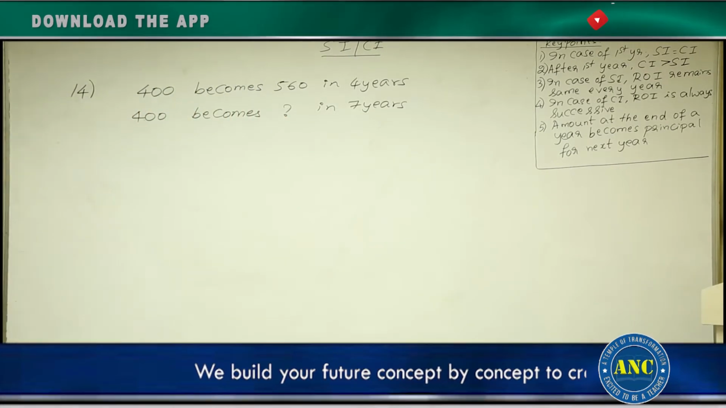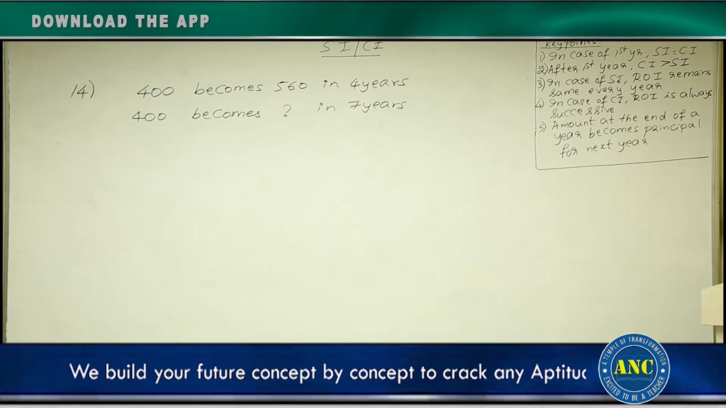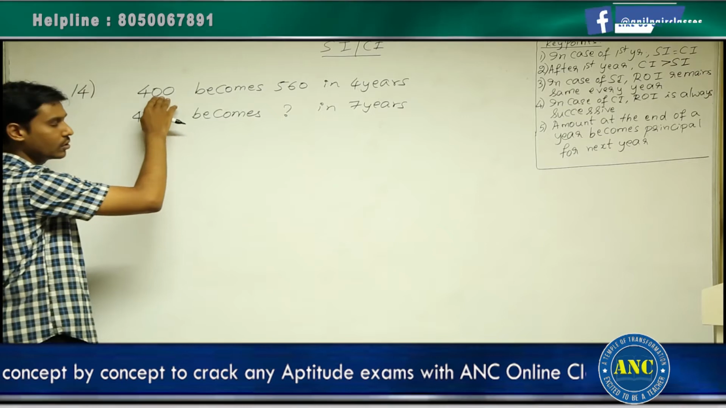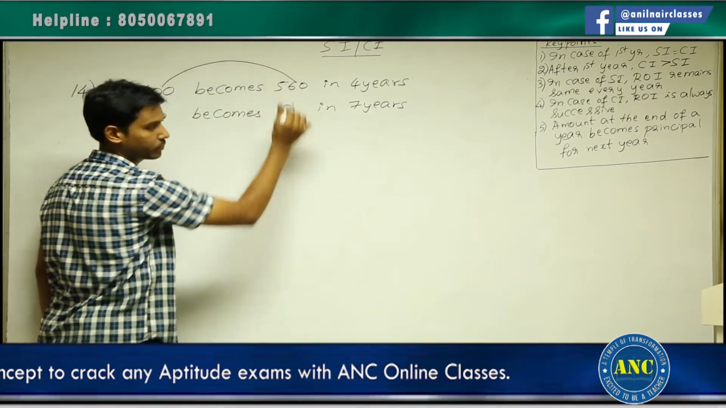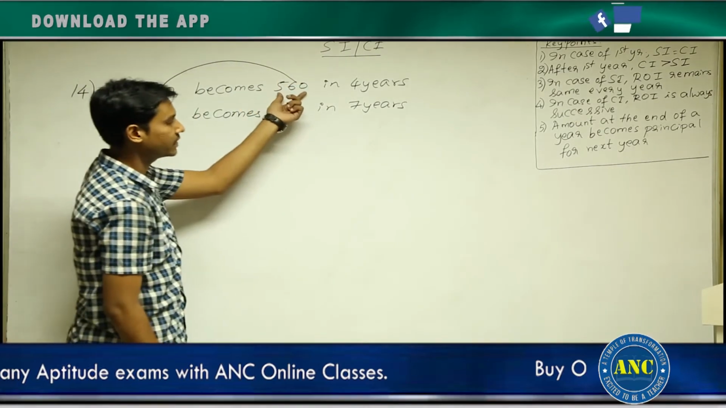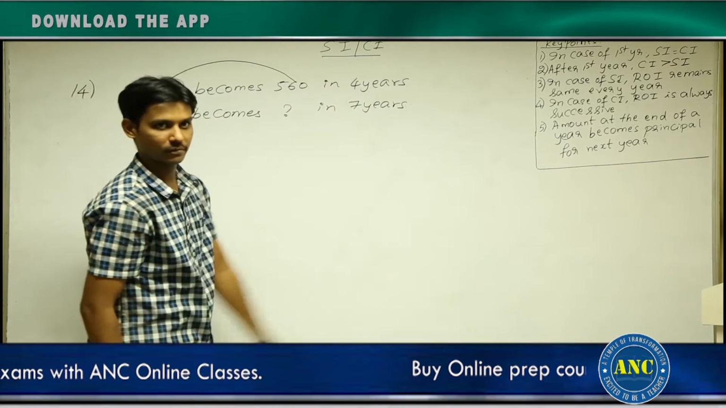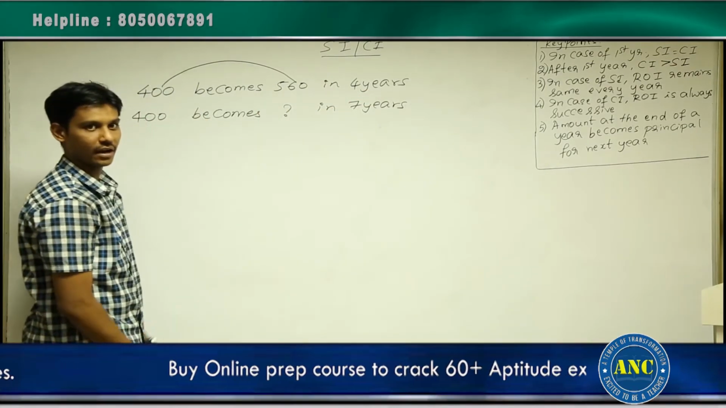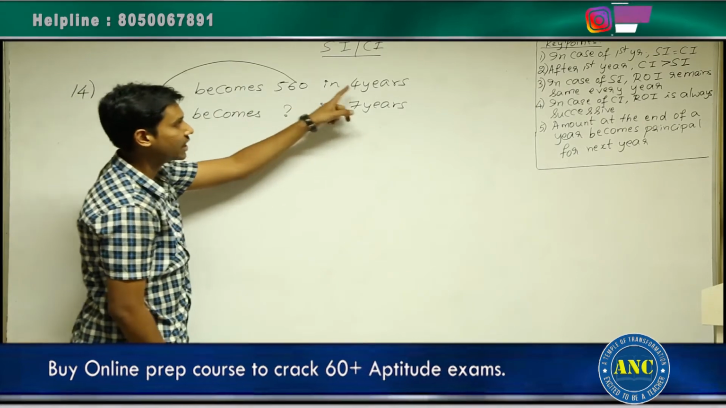Understood the question first of all? Please see here. I took 400 rupees from you. I am giving you 560 rupees at the end of 4 years. That means how much extra am I giving you? 160 rupees extra in 4 years.